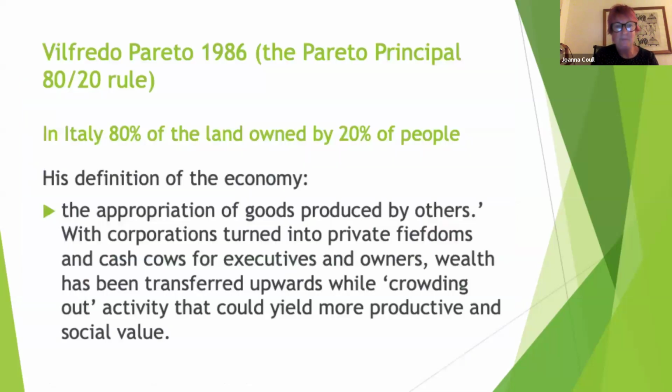Okay, next. And again, along the same lines, I'm sure most of you have come across the 80-20 rule. We use it a lot in financial services. The fact that 20% of your clients give you the most business, but in fact we spend 80% of our time on the non-profitable ones. And I didn't know actually that this figure came from a figure of the land in Italy, where 80% of the land is owned by 20% of the people. And he backed that up by saying his definition of the economy was the appropriation of goods produced by others, with corporations turned into private fiefdoms and cash cows for executives and owners. Wealth has been transferred upwards while crowding out activity that could yield more productive and social value.